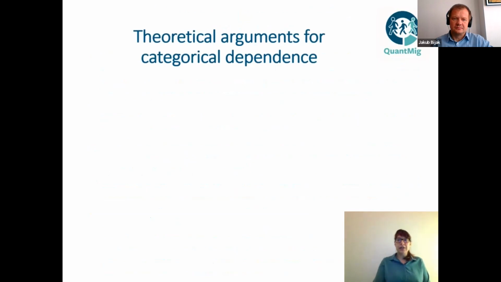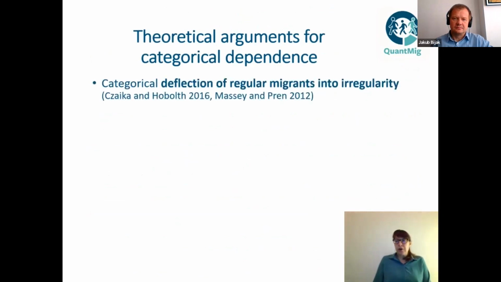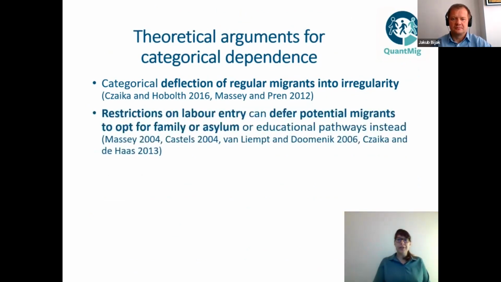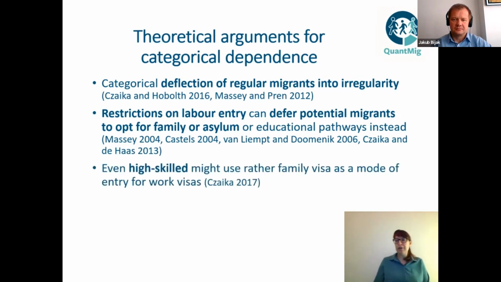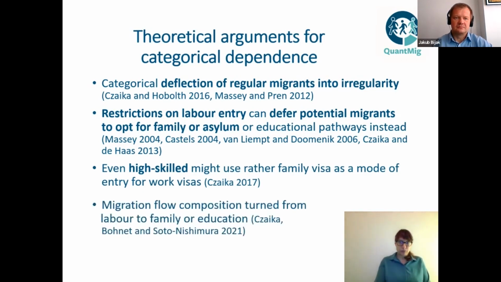As for categorical dependence, we already mentioned the case that migrants can move into irregularity, but also restrictions on labor can deter potential migrants and lead them to opt for family or asylum. This has also been shown for high-skilled migration, for example, in the United States, because the quotas have not been that large. And even in our paper, we have shown that for Latin American countries, for example, the migration flow shifts from labor to family. So we hypothesize here as well that there is categorical dependence, particularly between labor and family.